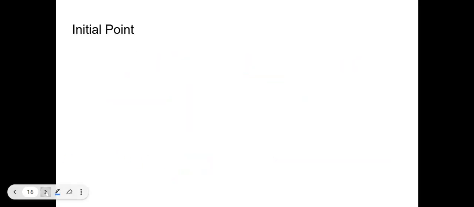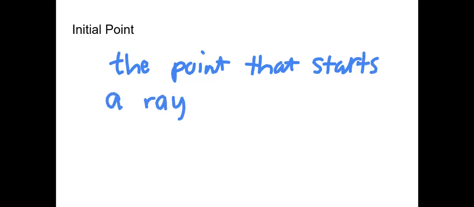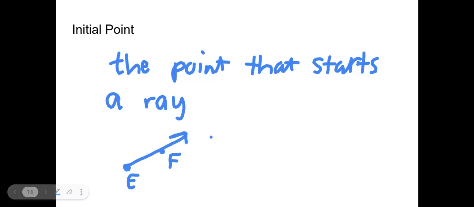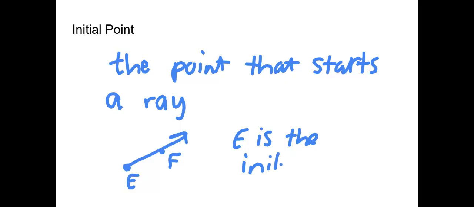Next, we have a word that's related to that. We have the initial point. This is the point that starts a ray. So again, if I have E and F and they make a ray, E is the initial point because it's that point that we're going to start from.